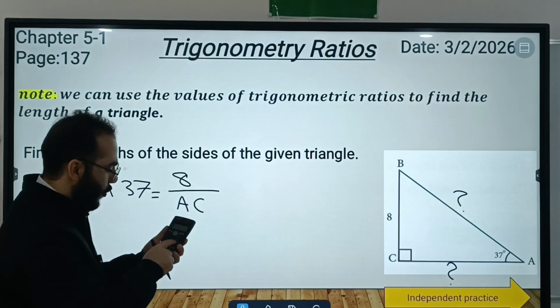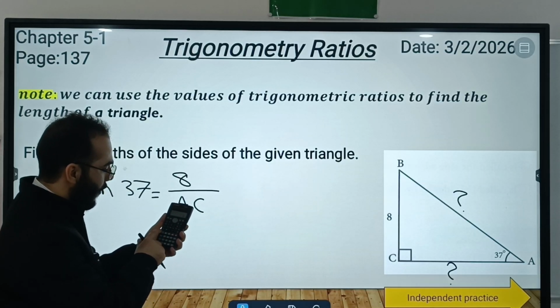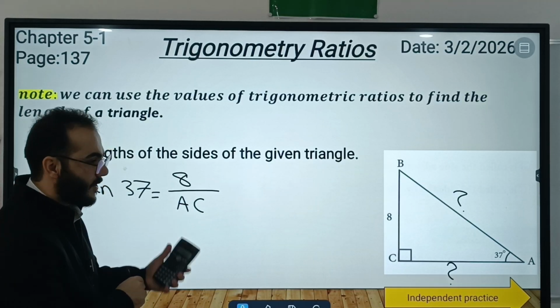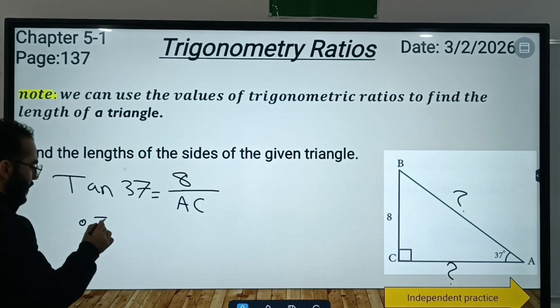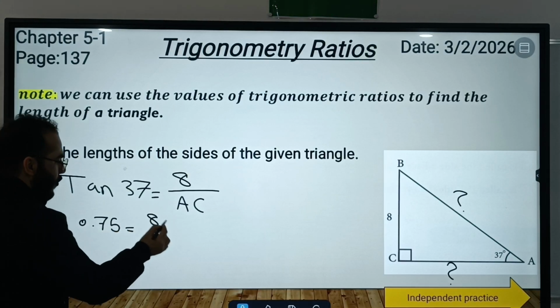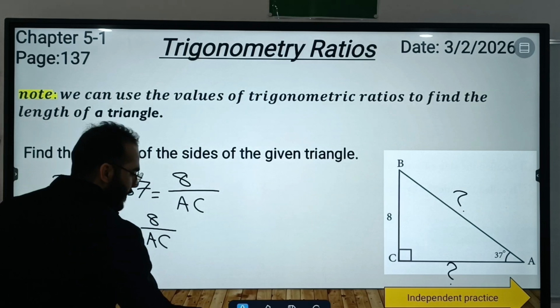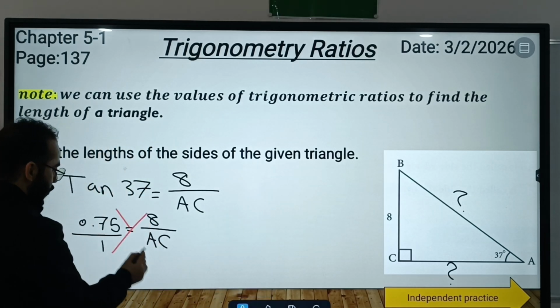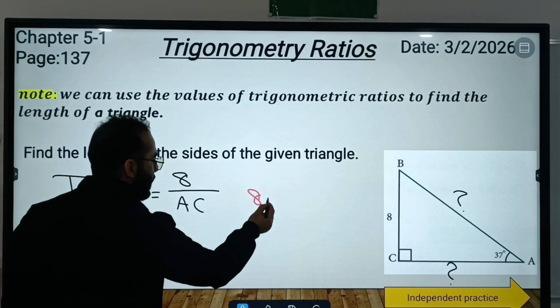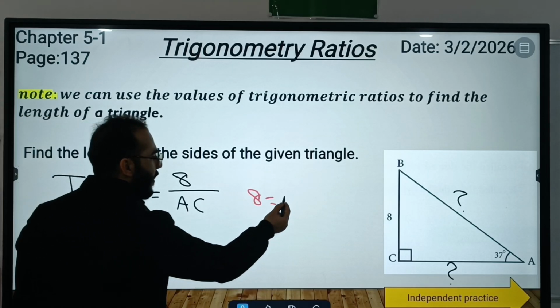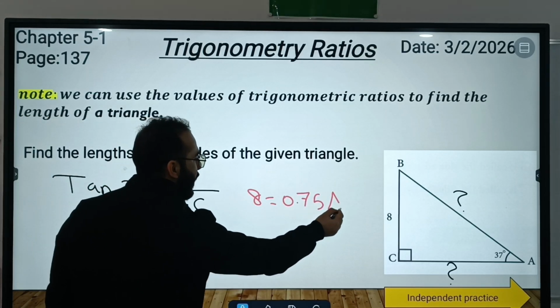Tan 37, so tan 37 equals 0.75. So 0.75 equals 8 over AC. Give a denominator 1 here and make a cross product. Okay, cross product. 1 times 8 is 8, AC times 0.75 is 0.75 AC.